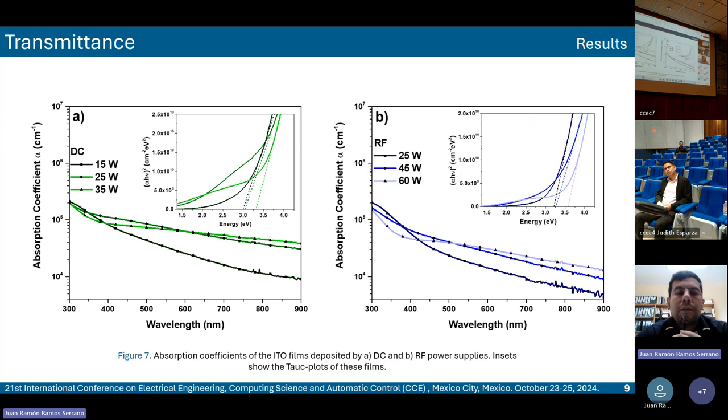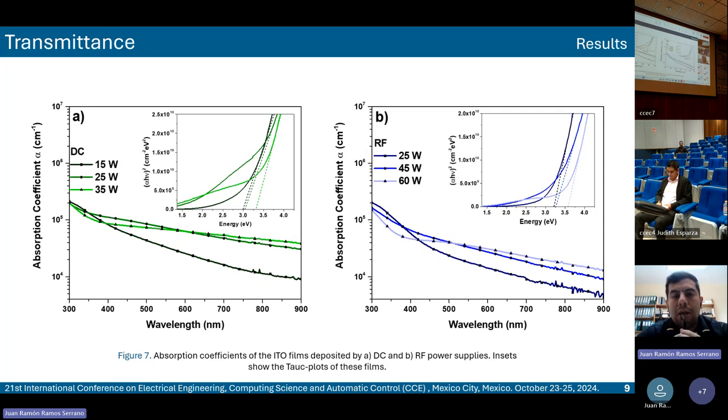To know how the deposition power influences the transparency of the films, regardless of the thickness, we calculate the absorption coefficient. Figure 7 shows the absorption coefficient obtained from the transmittance spectra. The films obtained with DC power supplies show higher absorption coefficient. This can be related to a higher oxygen deficiency in the films deposited by DC.